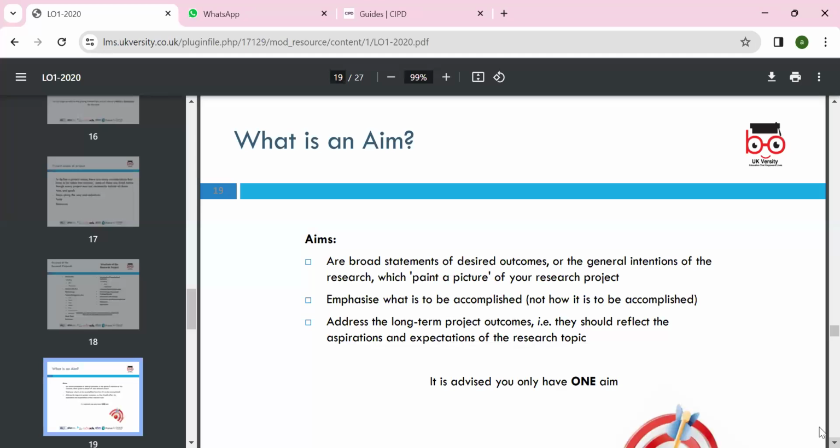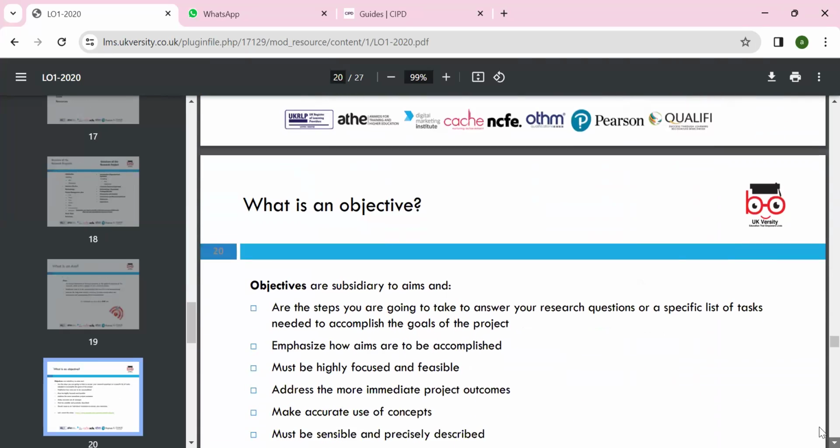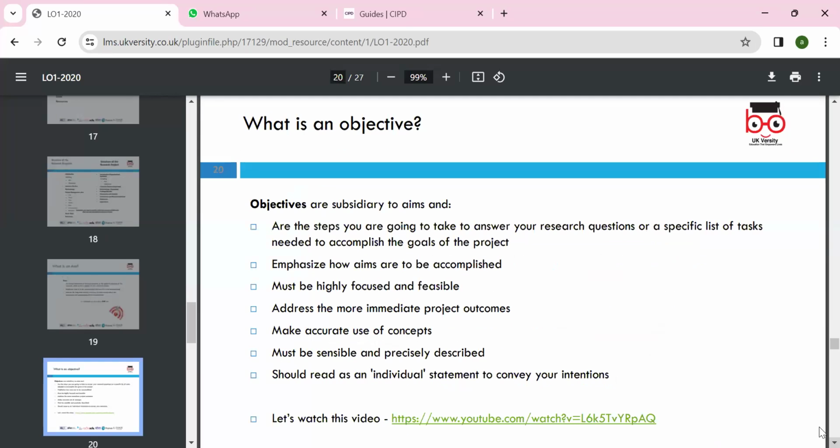Okay. No, sir. Okay, so on the broad statement, the desired outcome is the intention of the research, which paints a picture about the research, emphasizes what is accomplished through this research, and addresses the long-term project outcome. So what is an objective? An objective can be anything you want to achieve at the end of the project. Emphasizing how the aim is to be accomplished, it must be highly focused and feasible, address the immediate project outcome, make accurate use of concepts, sensible and precise, and use individual statements to convey your intention, what we're supposed to do.